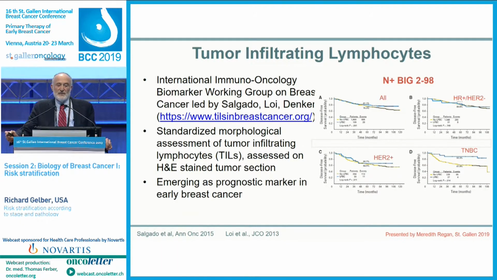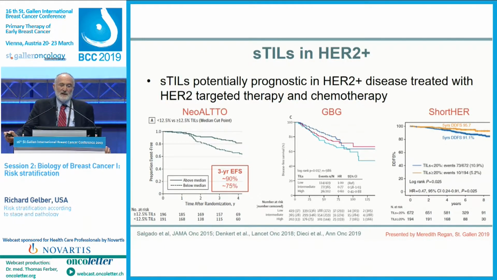Here is the example from the BIG 2-98 study using chemotherapy, and you can see, as has already been presented, especially in the triple-negative breast cancer cohort, the major separation in prognosis with respect to TILs. What about in HER2-positive disease? Potentially prognostic, treated with HER2-targeted therapy and chemotherapy, and these are all studies showing the value of TILs in the neoadjuvant setting for NeoALTTO and GBG, and in the SHORT-HER study. TILs appear to be prognostically significant.